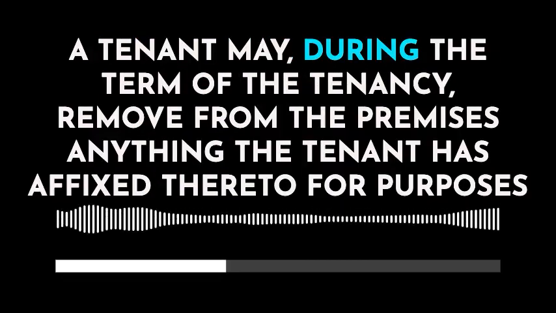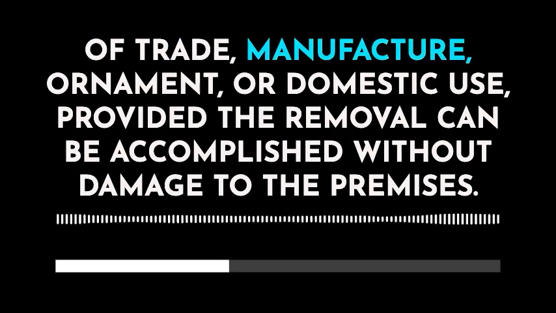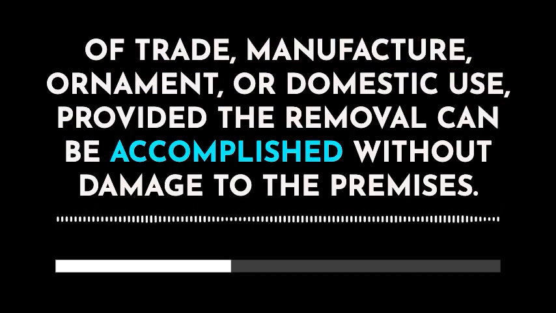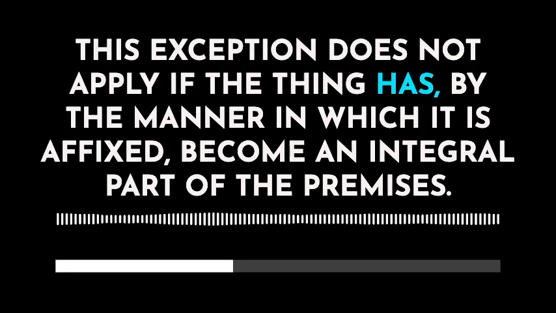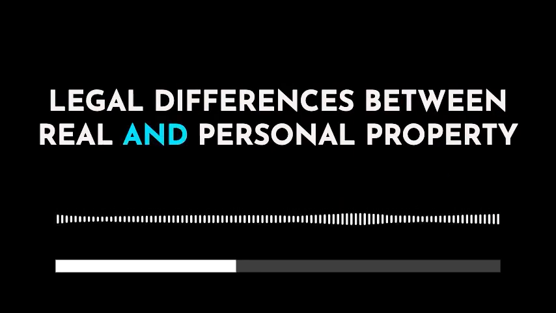A tenant may, during the term of the tenancy, remove from the premises anything the tenant has affixed thereto for purposes of trade, manufacture, ornament, or domestic use, provided the removal can be accomplished without damage to the premises. This exception does not apply if the thing has, by the manner in which it is affixed, become an integral part of the premises.